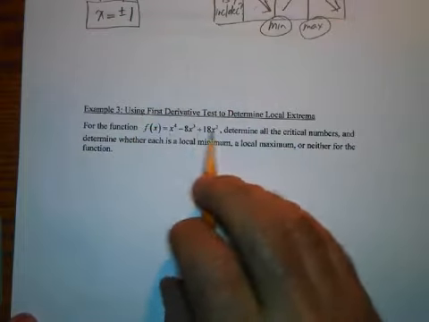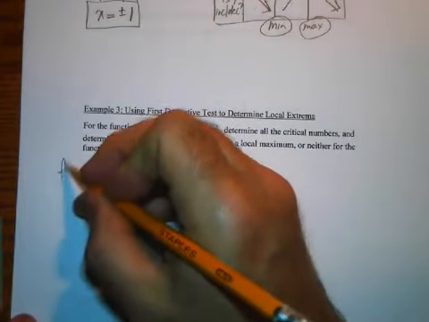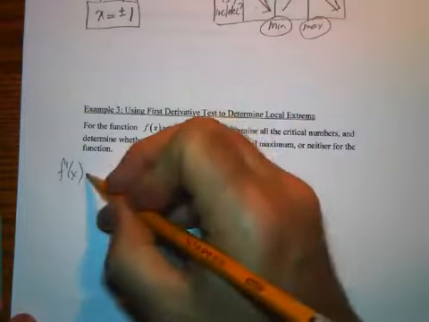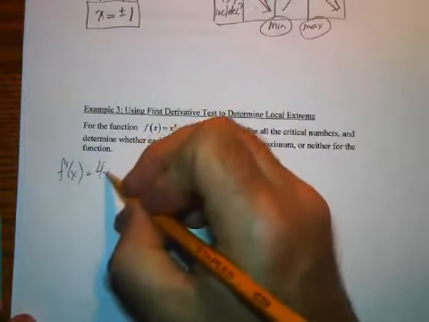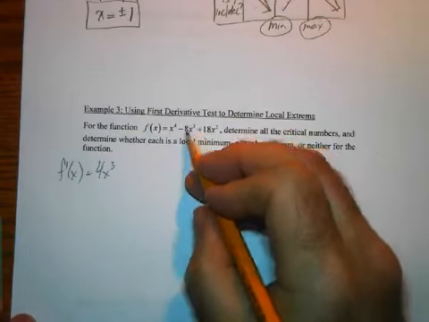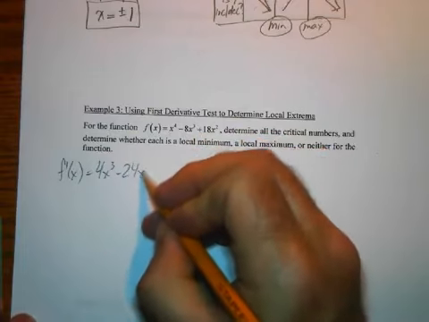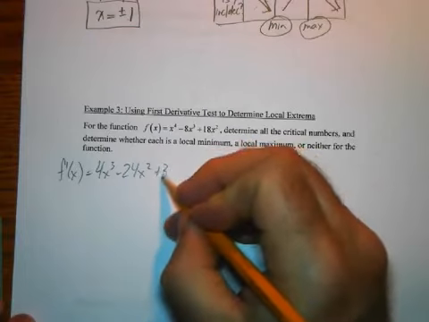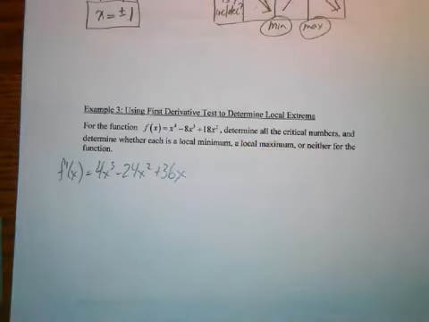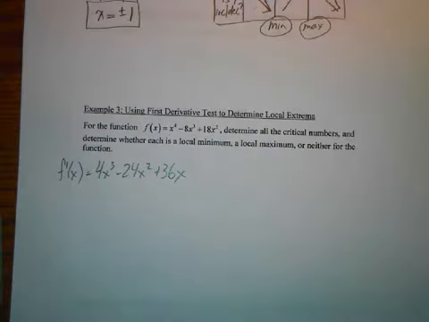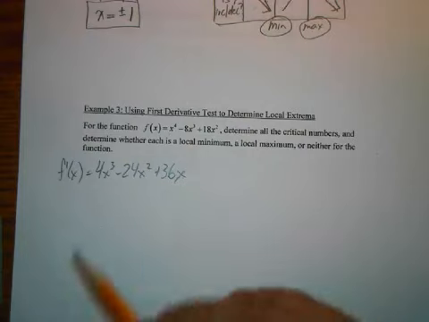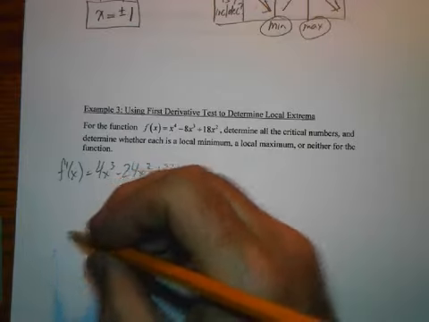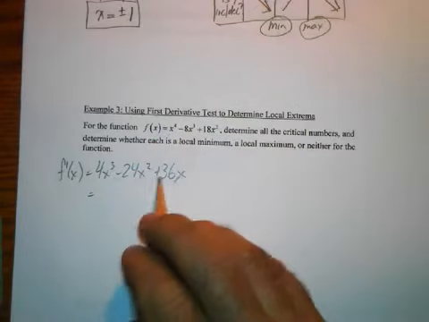So this is back to a polynomial. f prime of x is equal to 4x cubed minus 24x squared plus 36x. Now if you want to find the zeros, we're a bit lucky here because we have x's in all the terms, so definitely I can factor out 4x.